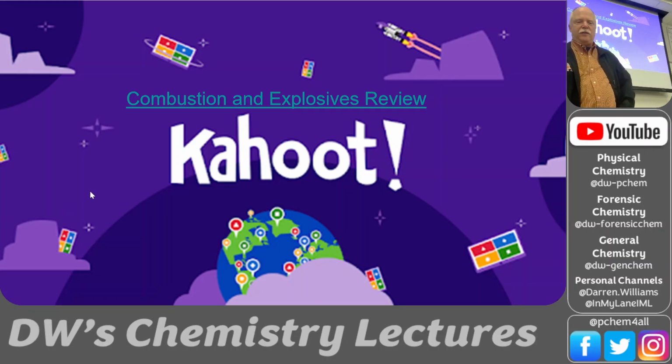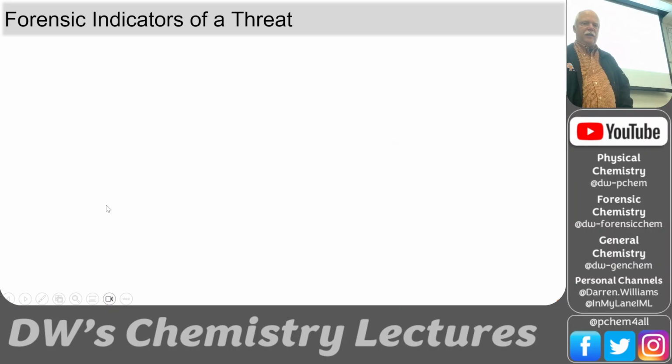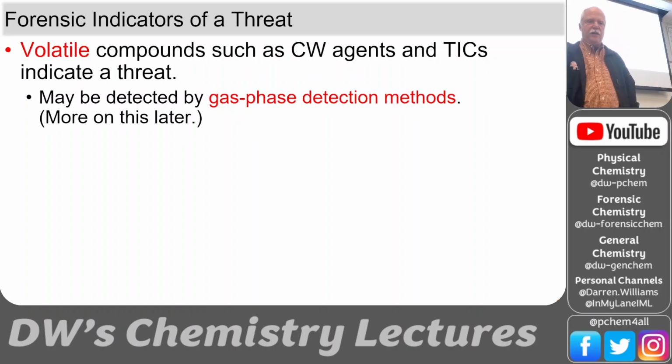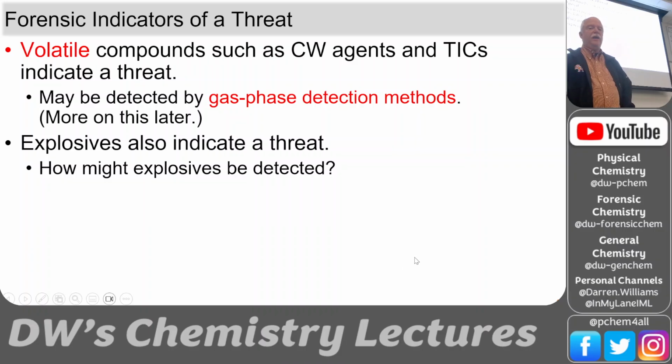Bit of a review. So now we're going to get into the detecting of these indicators of threat. Volatile compounds are indicators of a threat, like chemical warfare agents or toxic industrial chemicals, and these are easily detected by gas phase detection methods. Okay. We also have explosives. They might indicate a threat. And how might they be detected?